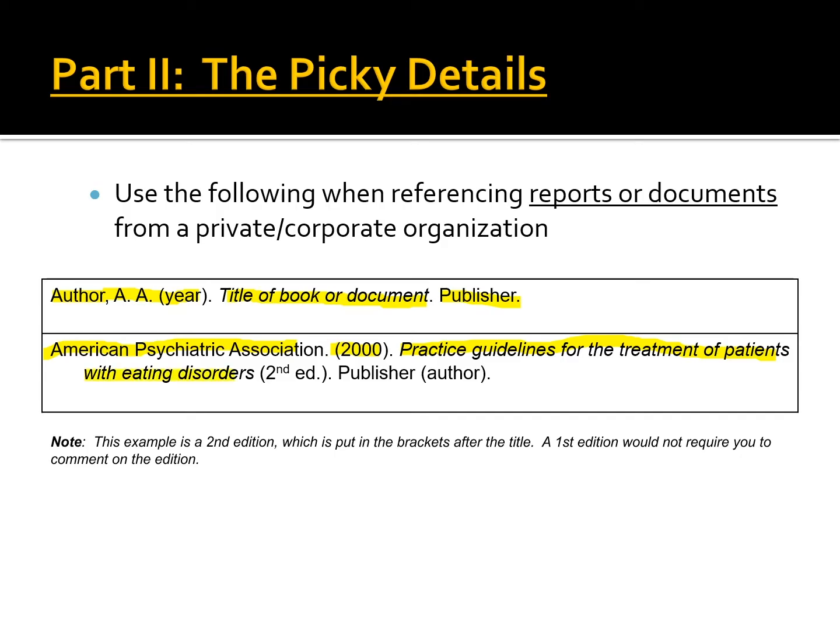So in this example, we have the American Psychiatric Association. That is the organization. The year that it is published, practice guidelines for the treatment of patients with eating disorders. Notice it's italicized and it is in sentence case. Then I've put second edition to make it a little complicated. And then I've put the publisher, and in brackets here, I put author.